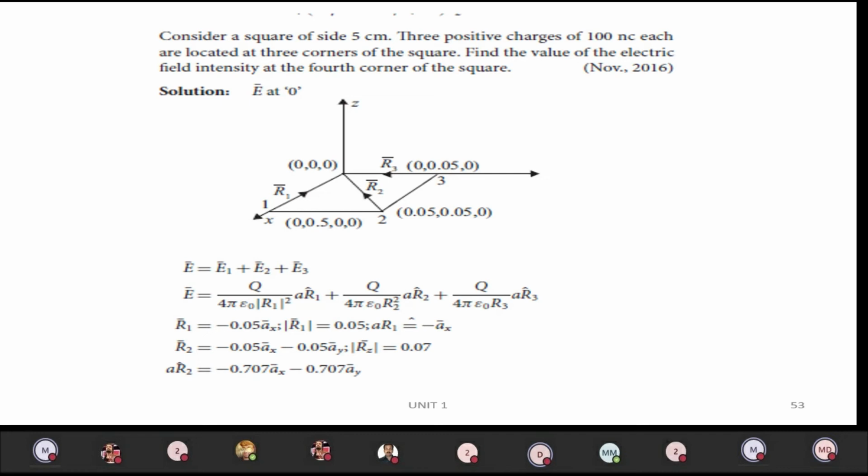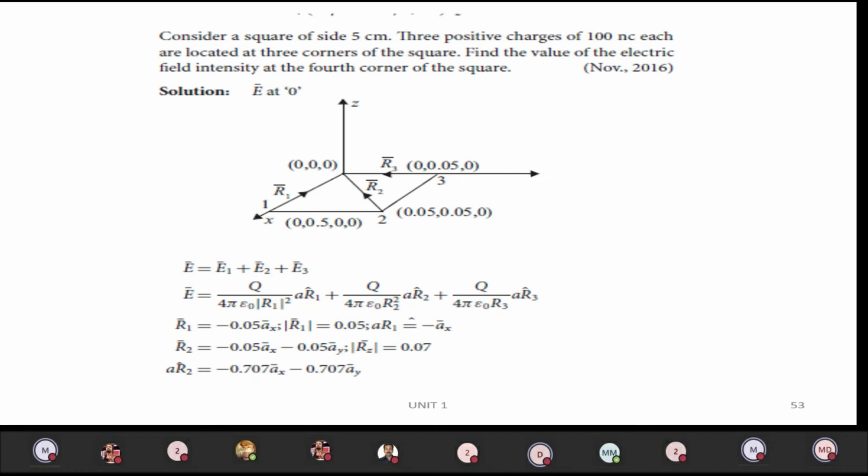Consider a square of side 5 centimeter. Your diagram for analysis we have drawn. The question is like this: consider a square of side 5 centimeter. 3 positive charges of 100 nanocoulomb each are located at 3 corners of the square. We have to find the electric field intensity at the 4th corner.